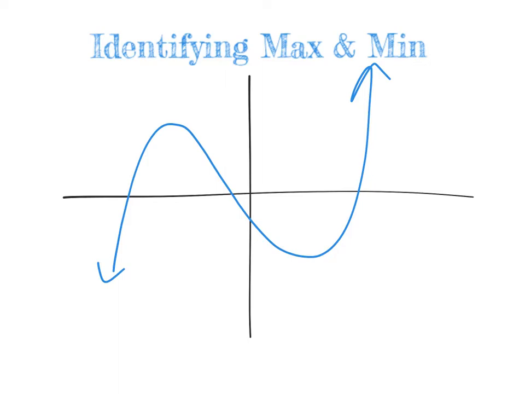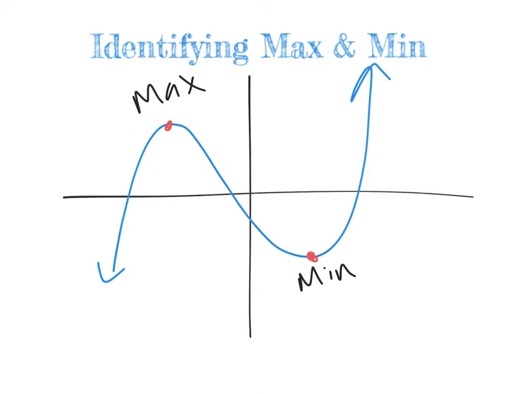Just labeling them, these points are going to be the ones that I'm interested in. Notice how here I have a general high point on the graph, a bit of a hill. And down here I have a bit of a valley, a low point on the graph. So I'm going to label these as max and mins. This is my maximum, and this is my minimum.